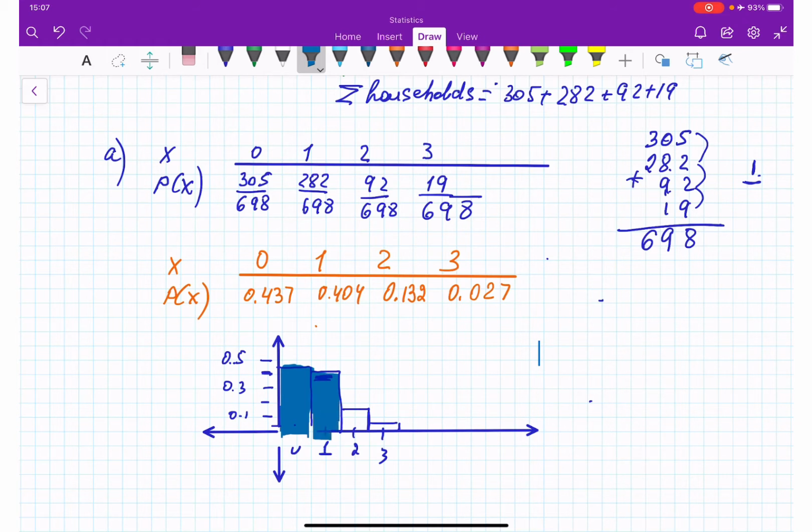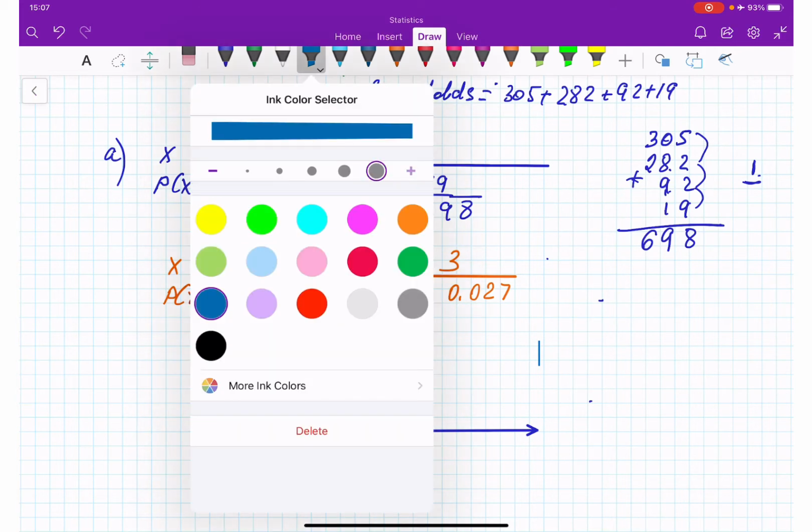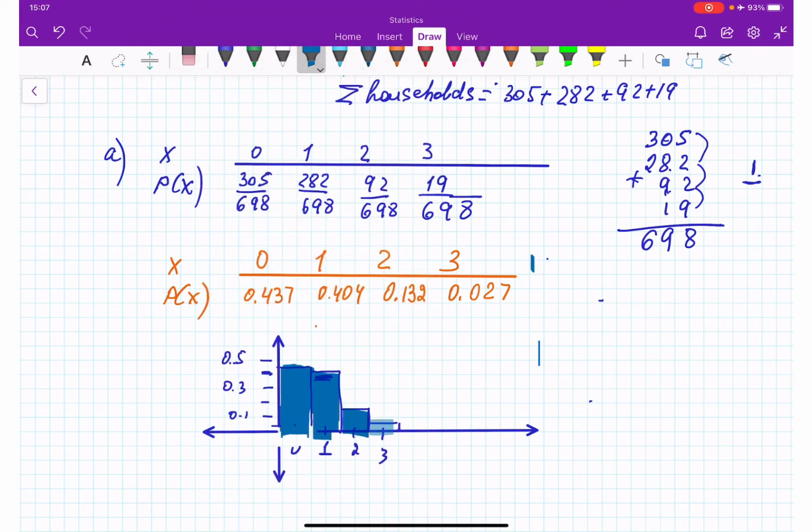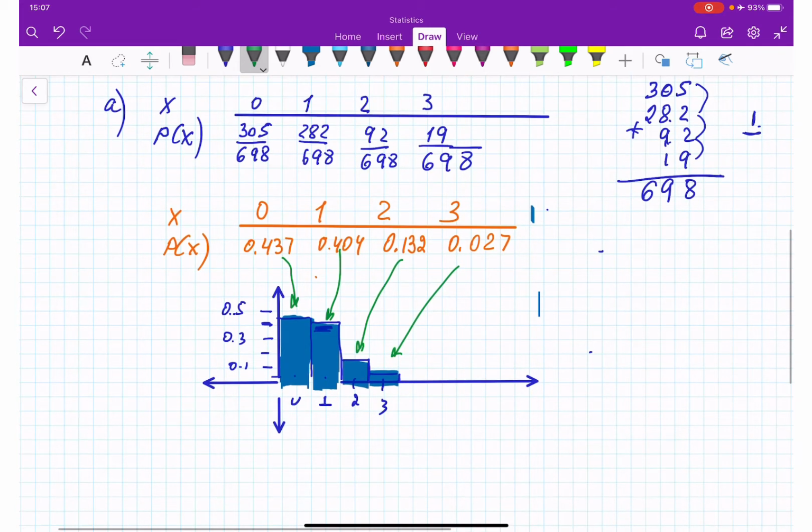Okay, and then this. And use this one like this, and this is going to be our histogram for the probability distribution. Okay, so what we will have, this is going to be our 0.437, this is 0.404, 0.132, 0.027.